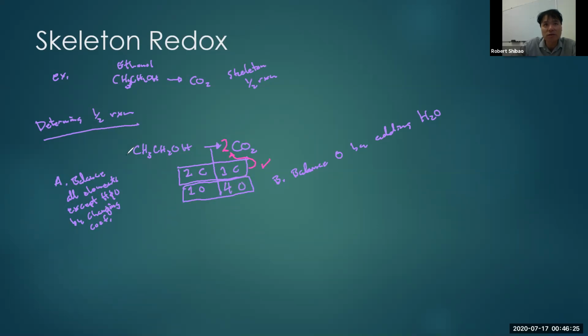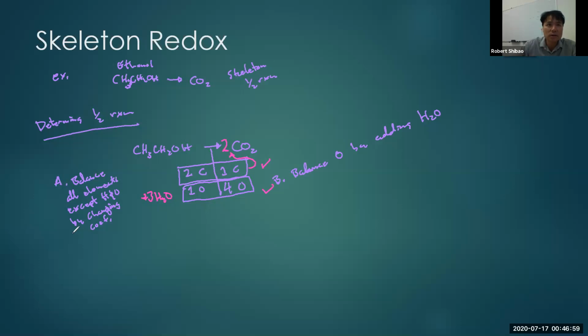I can't change the coefficient. That's going to screw up the carbons. I can't add O because there's no O here to begin with. What I have to do is I have to add H2O. Well, H2O is usually present in a lot of these. So here, what I'm going to do is I'm going to add 3 H2O. Like that. And so now I'm going to have 3 plus 1 is 4 oxygens and 4 oxygens. So the oxygens are now balanced here. Checks out. That's B.